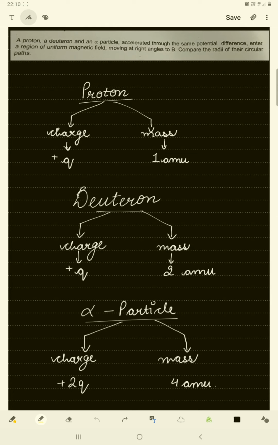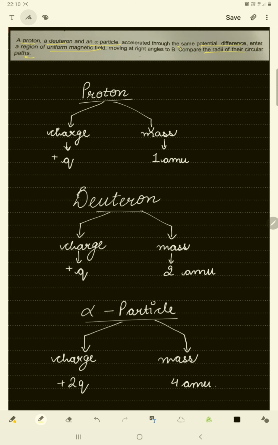Hello friends, today we are going to discuss another problem on the chapter magnetic effects of electric current. So the problem says that a proton, deuteron and an alpha particle are accelerated through the same potential difference and they enter a region of uniform magnetic field moving at right angles to the magnetic field. Compare the radius of the circular path.